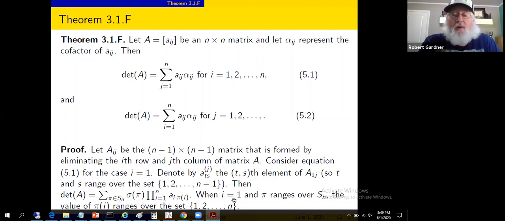Okay. When i equals 1 and we let pi range over S sub n, these pi sub i's are going to range over the set 1 through n. So we'll get all of those values out multiple times. There's a bunch of these permutations. There's n factorial of them.